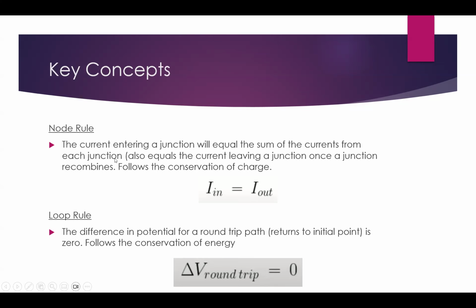This states that the current entering a junction will equal the sum of the currents from each junction. This follows the conservation of charge, and it means that the current in equals the current out. The loop rule, another key concept, states that the difference in potential energy, or the potential difference for a round-trip path in a circuit, is zero. This follows the conservation of energy.